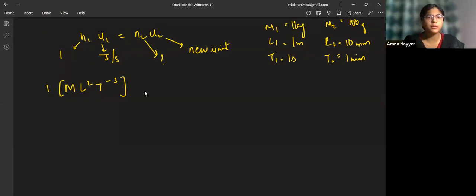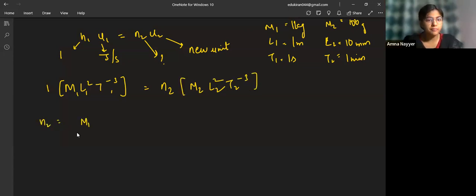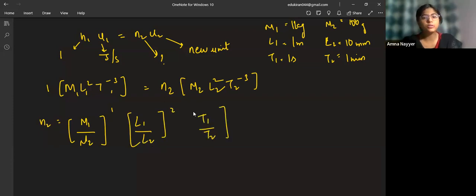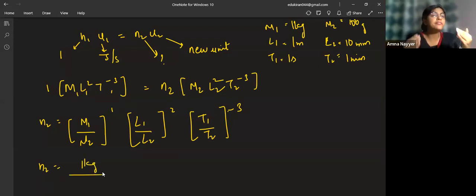This is what was needed by all of you. N2 is again missing. U2 is the new system of units. So M1, L1, T1, M2, L2, T2 to the power minus 3, 2 here. Now N2 will be M1 divided by M2 to the power 1, L1 divided by L2 to the power 2, and T1 divided by T2 to the power minus 3. So put in the values, just substitute this whole table, that becomes 1 kg by 1 gram, no? In the SI system, the CGS unit is 1 gram. Here it is given that this is 100 grams. That's it. This is what is meant by the question.